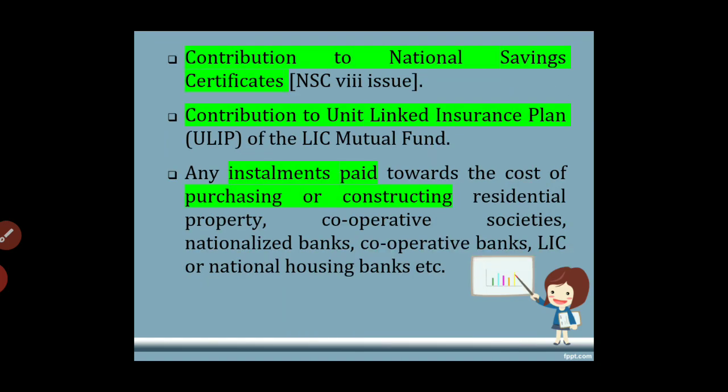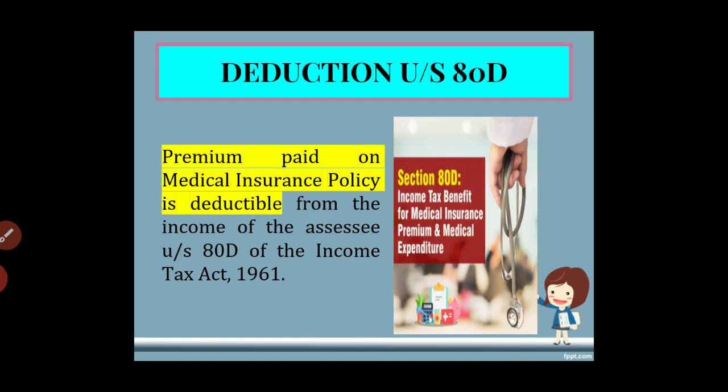Okay, now from today we will start with another deduction, that is deduction under section 80D. First, what will we learn? What is this deduction for? Here you can read, premium paid on medical insurance policy is deductible from the income of the assessee under section 80D of the IT Act 1961. That means this deduction is about the premium paid on a medical insurance policy, that means on mediclaim.